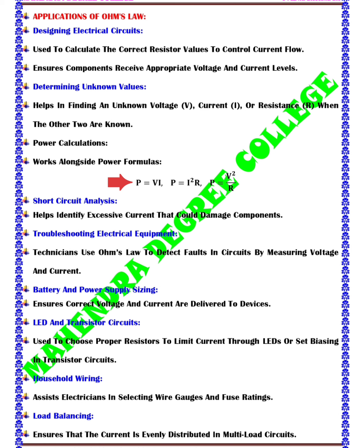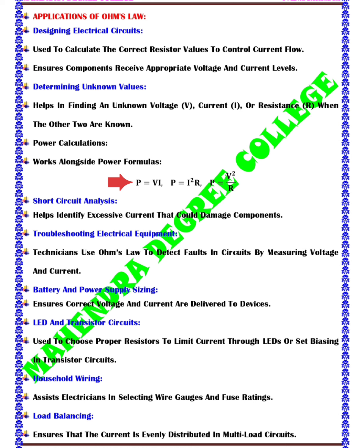Power equals voltage into current. The most basic relationship is power P equals voltage V multiplied by current I. This is often written as P equals IV. Power equals current squared into resistance. By substituting V equals IR from Ohm's law into the power equation P equals IV, you get P equals I squared R.